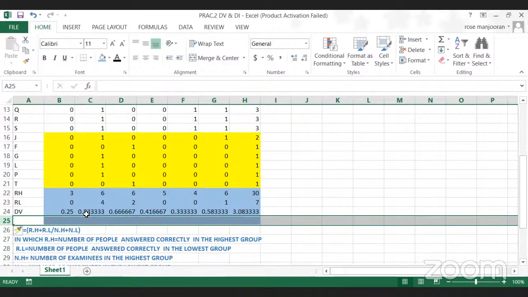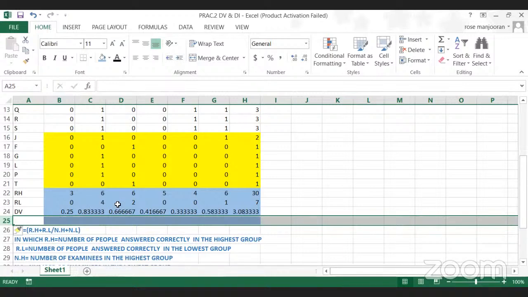What these values indicate. We are actually interpreting this based on the Abel's criteria. That means for difficulty value, 0.20 to 0.30 will be the most difficult. 0.30 to 0.40 will be difficult. 0.40 to 0.60 will be moderately difficult. 0.60 to 0.70 will be easy. 0.70 to 0.80 will be most easy.